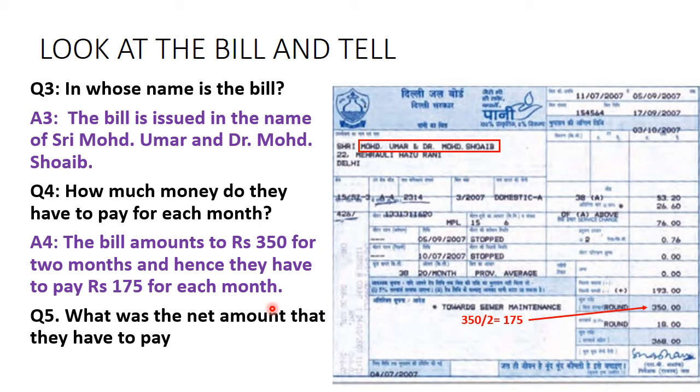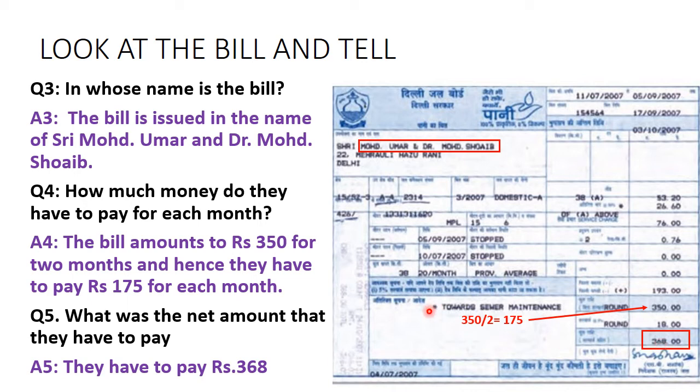What was the net amount that they have to pay? You can see here there is a difference between the amount of the bill charged and the net amount to be paid. The net amount paid is rupees 368. Now you will ask, ma'am, they have only consumed 350 rupees, then why is it 368 in total? Beta, sometimes while maintaining all this office and doing all the process, we need maintenance, we need some extra work. For that also the board can charge you money.